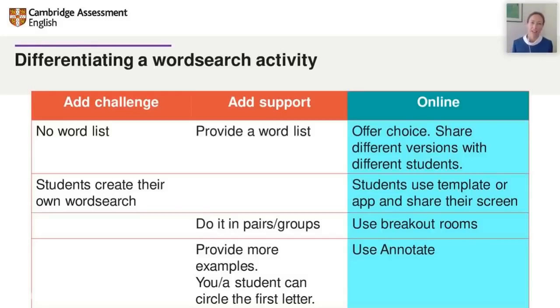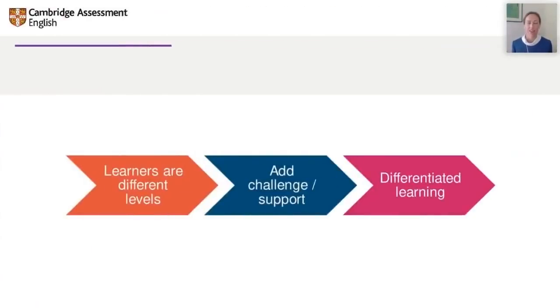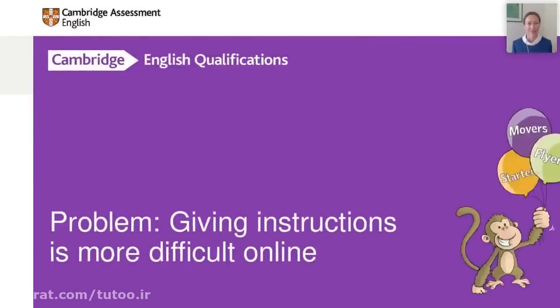And to add support, they can do it in pairs or groups, perhaps in breakout rooms, or you can provide more examples: circle the word, circle the letter. These are all ways to make it a bit easier. So for your differentiation, there are ways to add challenge and support, and these are specified in the plans.